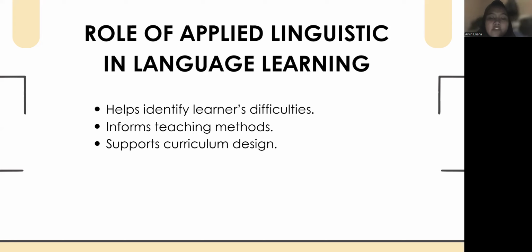The first is how to identify learners' difficulties. The second is informed teaching method. The third is support curriculum design. This is where applied linguistics plays an important role. The first is how to identify the difficulties students face in learning a language, such as grammar or pronunciation errors. Second, it helps teachers choose the right teaching method, like the communicative approach. The third, it helps design curriculum and material that meet the learners' needs.